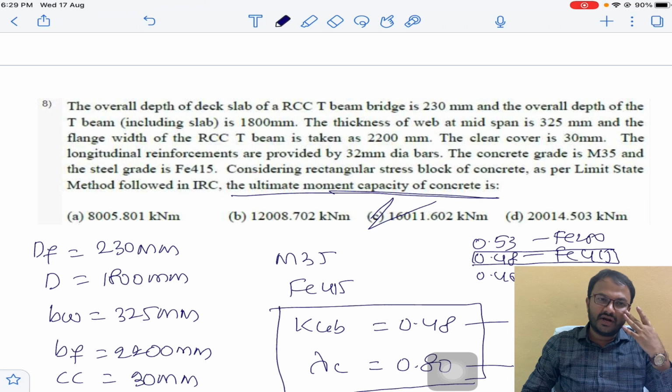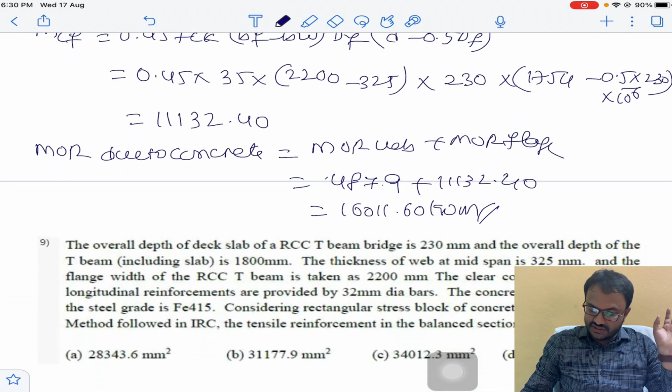So this total moment capacity of concrete can be computed as the summation of moment of resistance because of the web and moment of resistance because of the flange. These two summations will give you the total moment of resistance of the concrete section. Clear? So the answer for question number 8 is C.